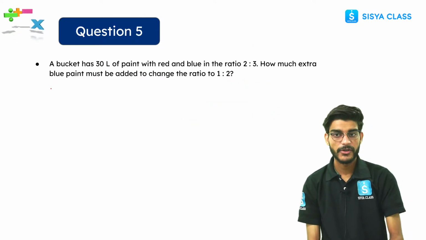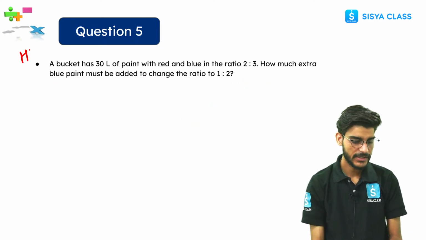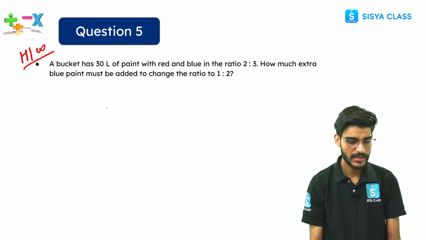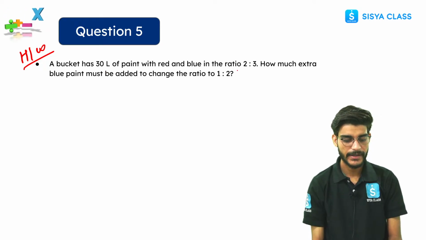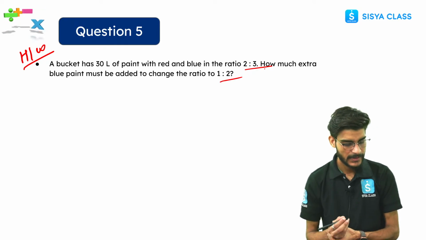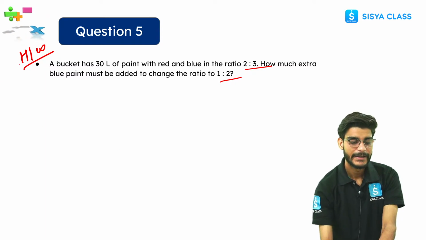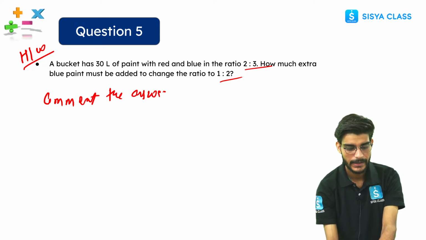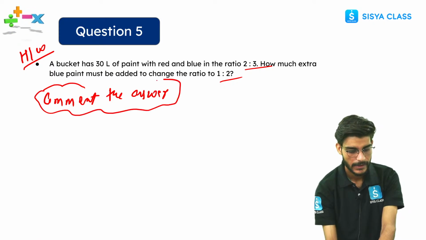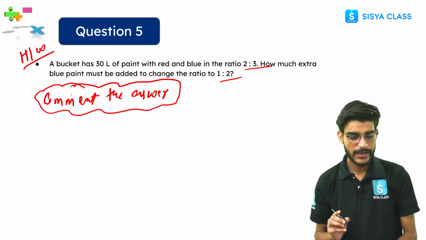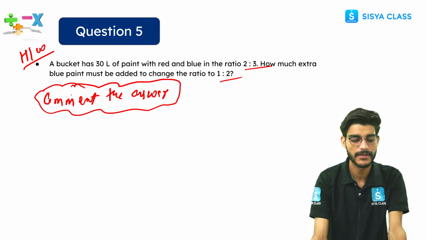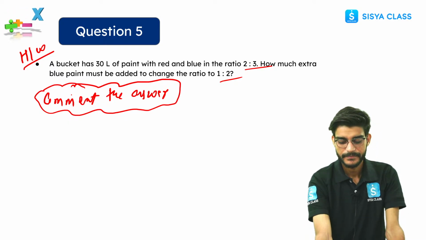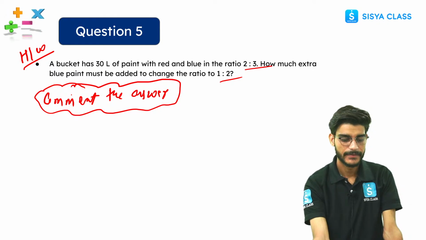Now question number 5 is going to be homework for you. Please do it. This is also a very simple question. A bucket has 30 liters of paint with the red and blue ratio given. How much extra blue paint must be added? We have done these examples. Now you have to write the answer in the comment box. Comment the answer and I'll give you the like. Everybody please comment the answer. Please take a screenshot of this question and write down the answer.